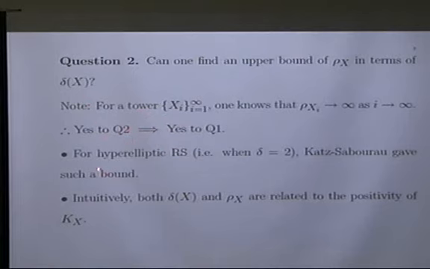In the case of hyperelliptic curves, when delta is equal to 2, Katz and Sabourin gave such a bound, a non-trivial bound. They used the very specific fact that for hyperelliptic curves, there is this hyperelliptic involution. Using that, you can give such a bound when delta is 2. What they actually get is a non-trivial bound for the injectivity radius of hyperelliptic curves.